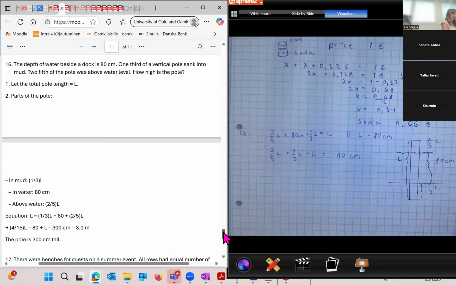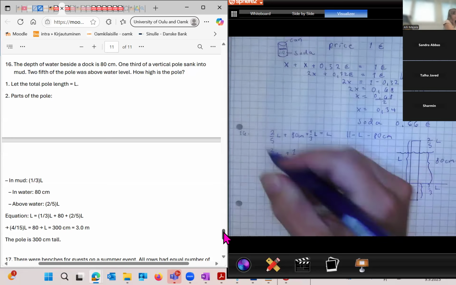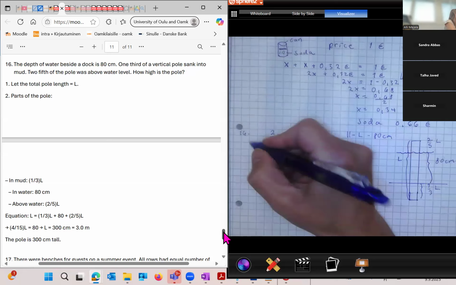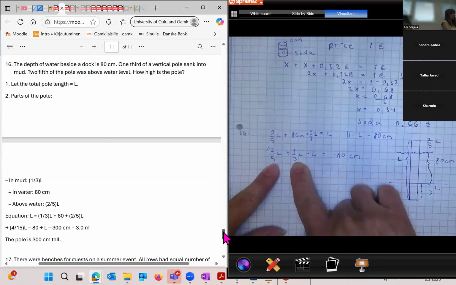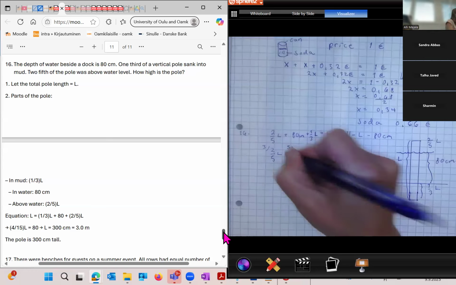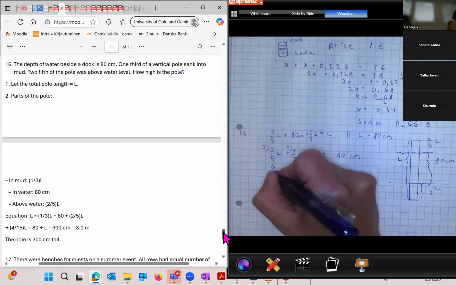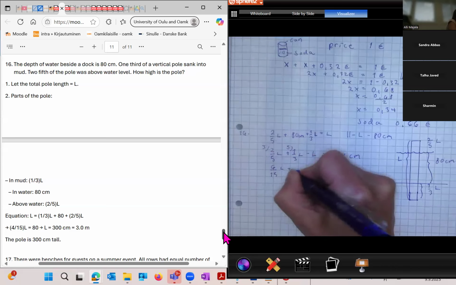And now it looks better, and then you just have to calculate these together. For example, like it was done there. So you have to find the smallest common denominator for these. So you would most probably use 15, yeah? And then you'd have 6 of the 15th L, then you have 5.